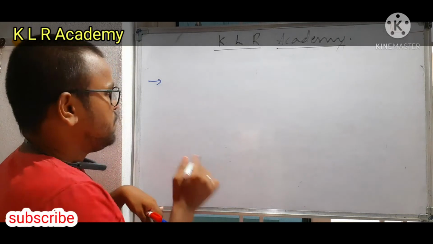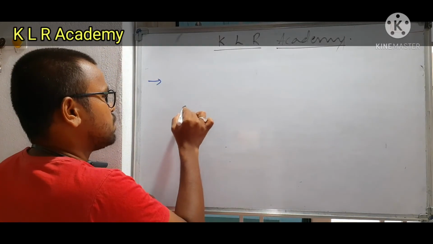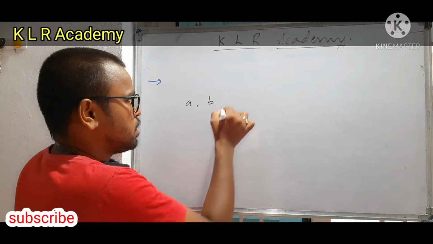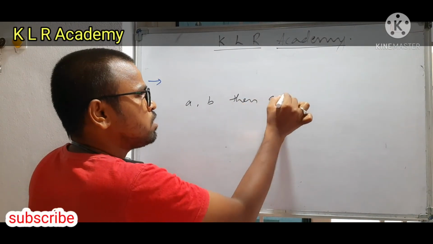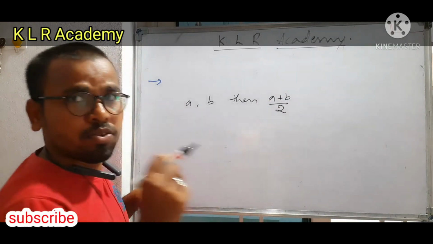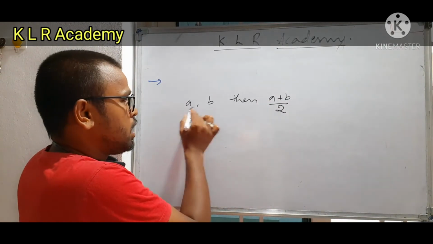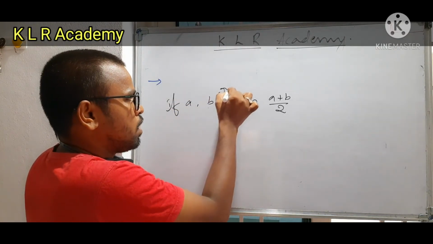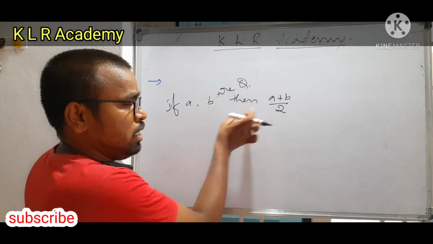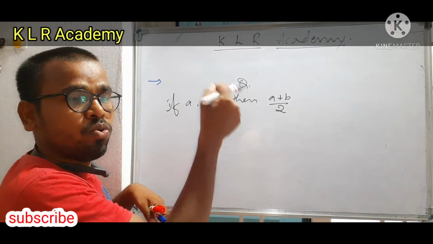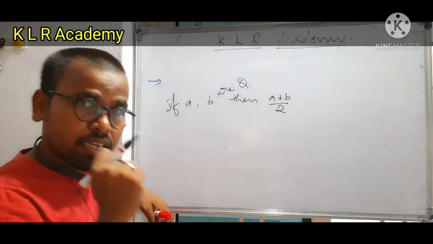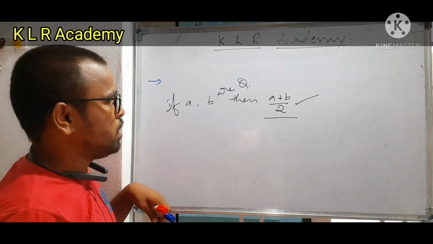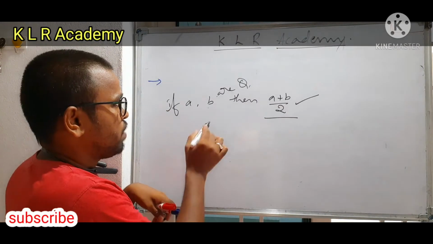First, find the rational number between any two rational numbers. We have a concept: if a, b are two rational numbers, then (a + b)/2 is also a rational number. Okay. Let us see one example.